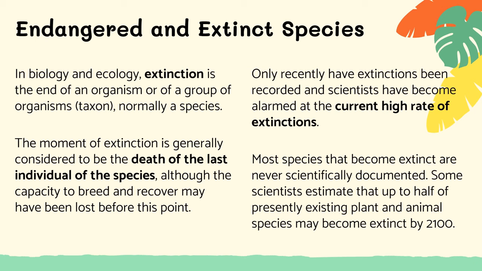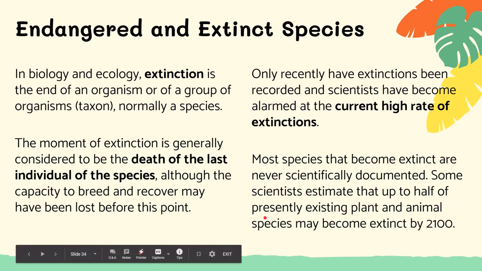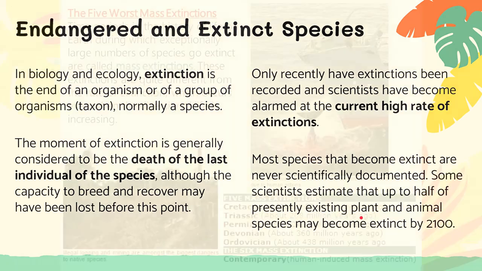Only recently have extinctions become recorded, and scientists have become alarmed at the current high rate of extinctions. Okay, so with our abilities to actually track down all the endangered organisms, we've seen a high trend of organisms becoming extinct. Most species that become extinct are never scientifically documented, and they estimate that up to half of the present existing plant and animal may be extinct by 2100.